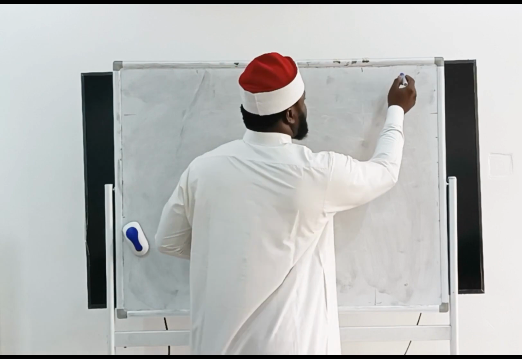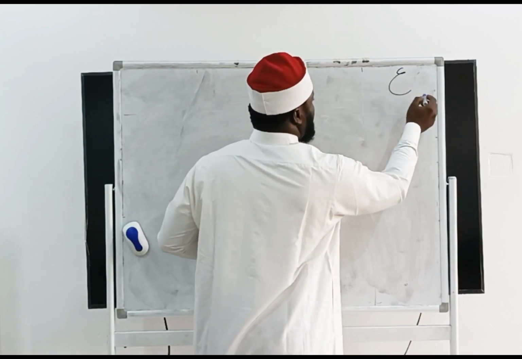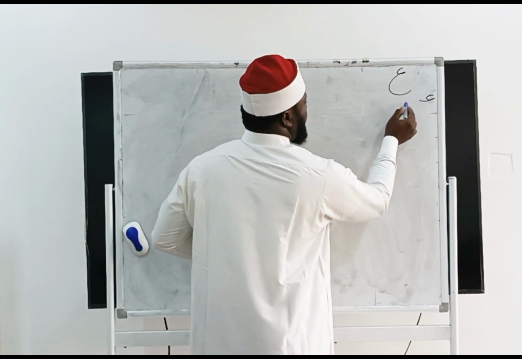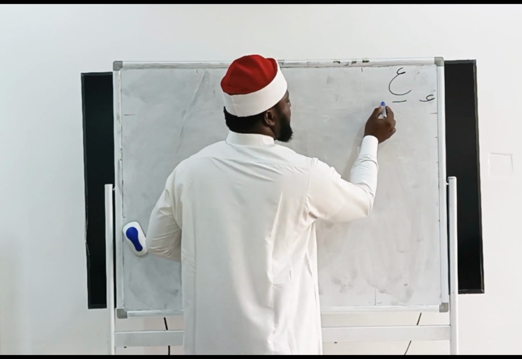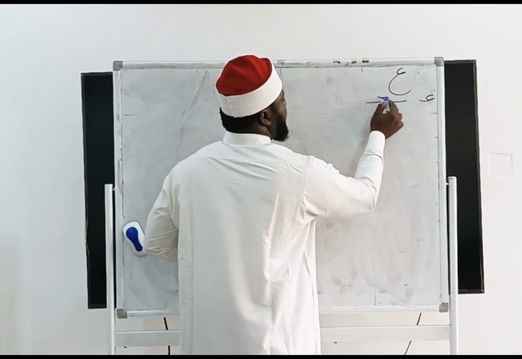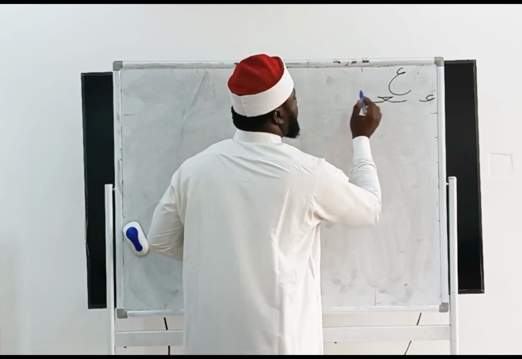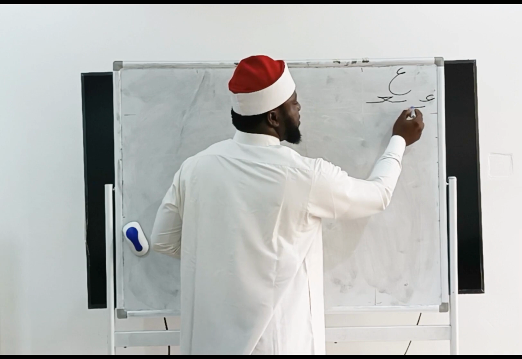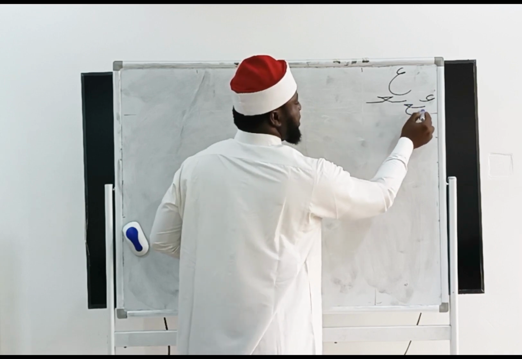Continuing with ain. This is ain at the beginning, at the end, and at the middle. At the beginning it is like this. At the middle, an alphabet comes, an alphabet after, then it's like this, like a triangle. Do you see? Then at the end, an alphabet comes, then a triangle like this.